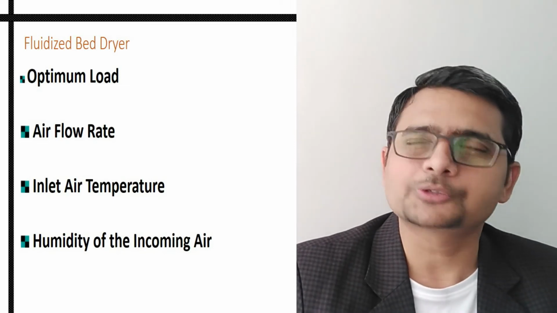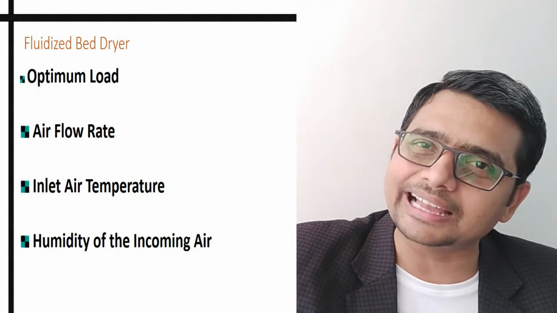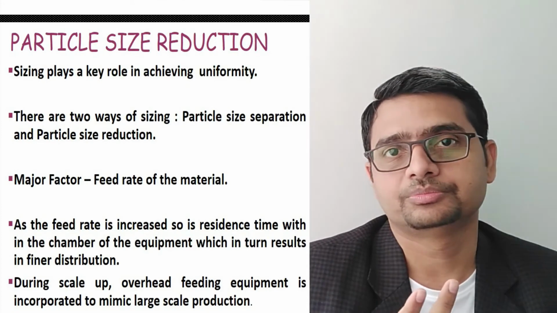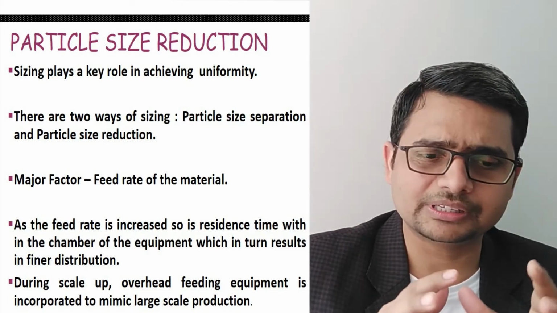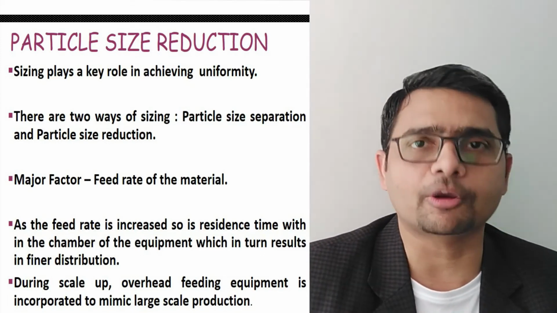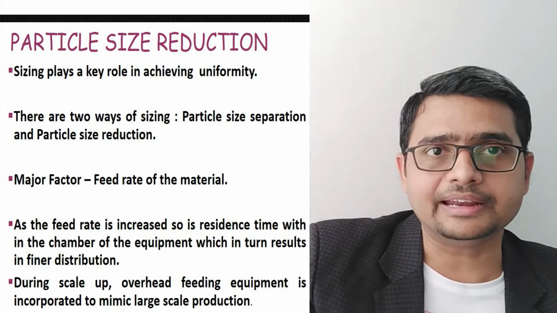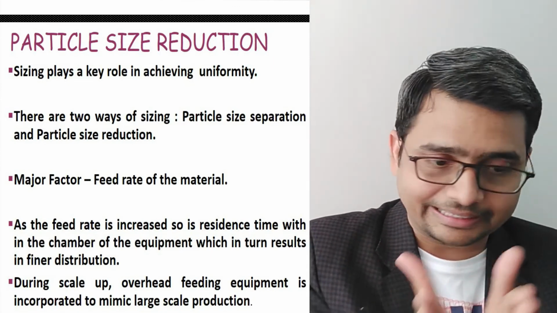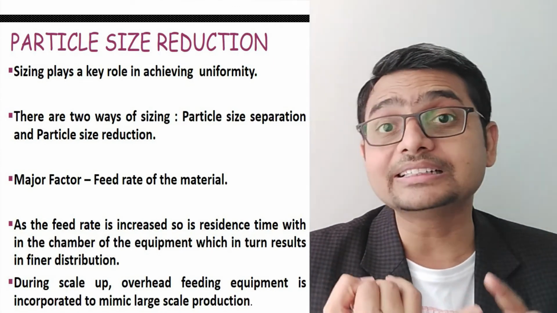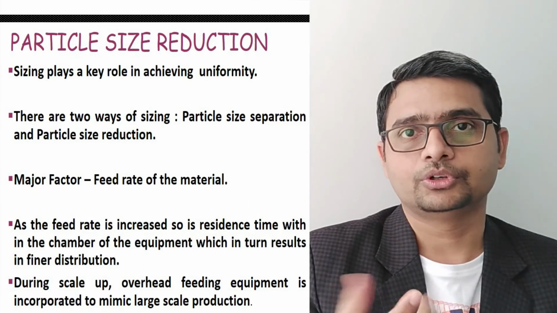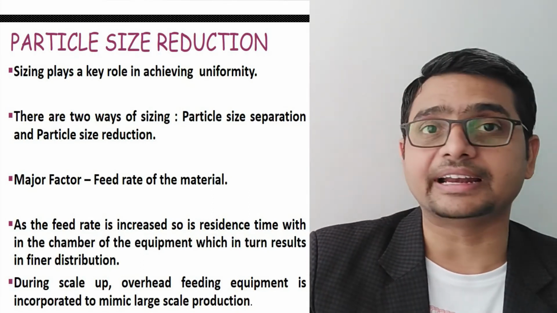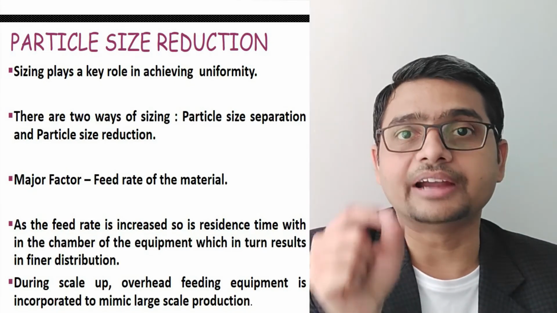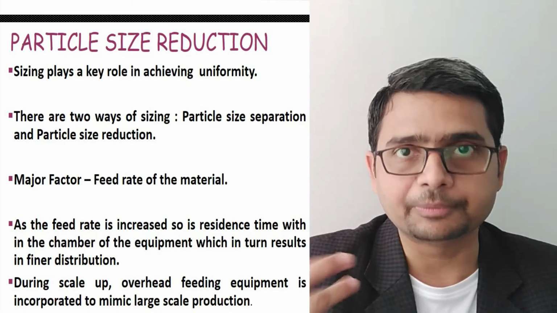Now moving ahead to the next point, that is particle size distribution. I can say that it plays a key role in the quality of the product. Sizing can be done with different options. As you can see, we can have particle size separation, or we can think of particle size reduction. So either separation or reduction. Obviously the major factor is the feed rate of material, so again it is under consideration for reproducibility.